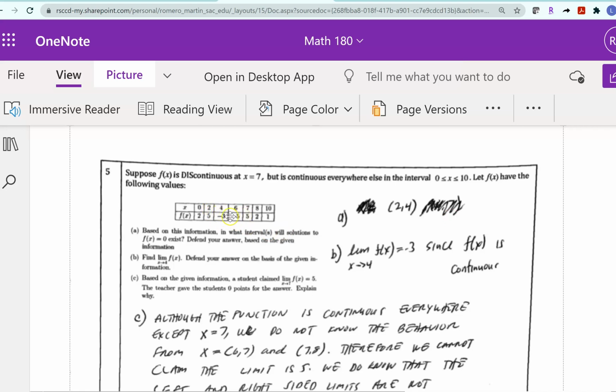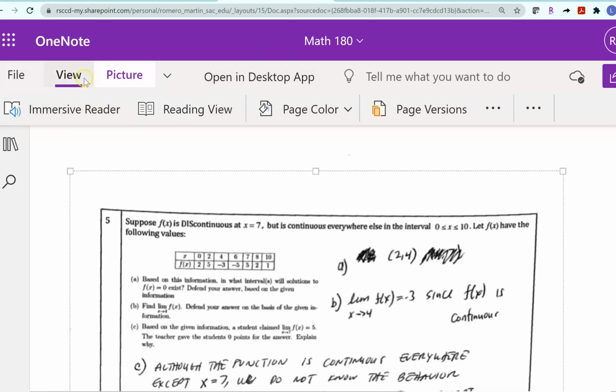Now notice the values stay negative and they go positive again. So you may be apt to think, oh, you know what? Why am I not saying there's a value between 6 and 7? Well, it's because it's discontinuous. Because it's discontinuous there at x equals 7, there may be a jump in there somewhere. We know it is discontinuous at 7, so we don't know for sure that it crosses back. We can't guarantee it, again, because there's a discontinuity there.